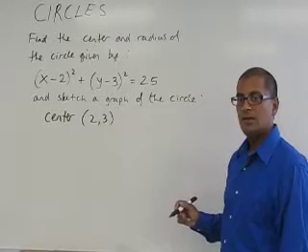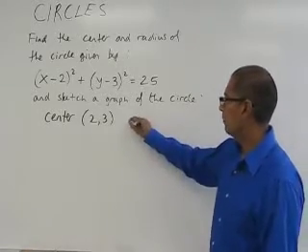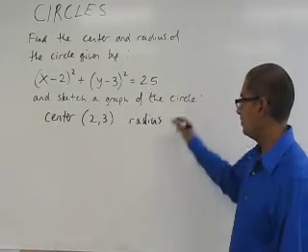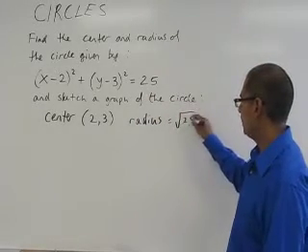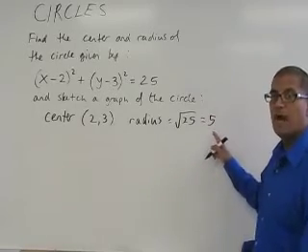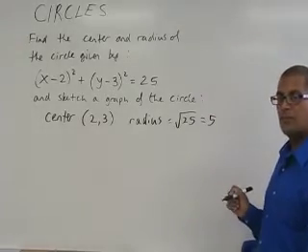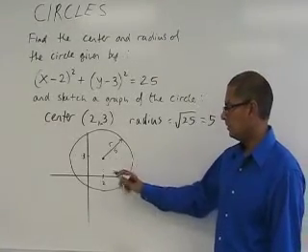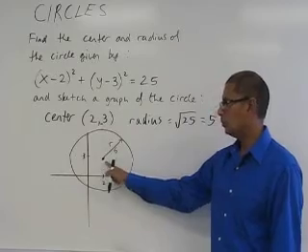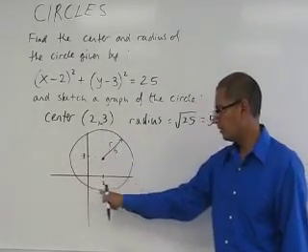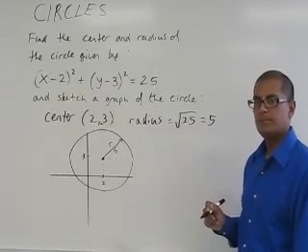So my center is 2, 3, and my radius is going to be the square root of what's on the right side. So that's the square root of 25 equals 5. So my radius is actually 5. And so now let's sketch a graph of this. So here's a rough sketch of the circle. Notice the center lies at 2, 3, and a radius of 5, and that's equidistant from the center. You go around, and here's my circle.